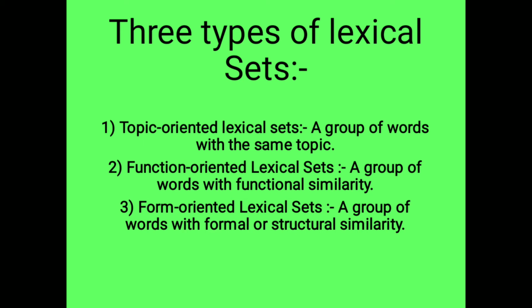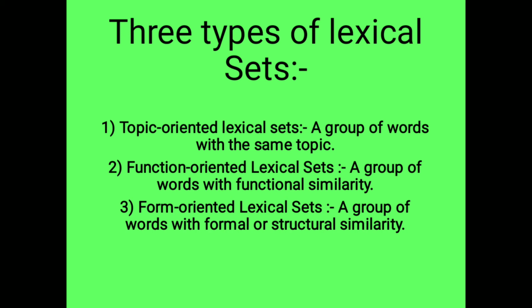The second type of lexical set I am going to introduce is the function oriented lexical sets. A function oriented lexical set is a group of words with functional similarity. For example, I read some of the words: happily, clearly, bravely, quickly, easily. It is a list of words that function as adverbs. Hence, these words can be grouped as the lexical set adverbs with ly suffix.